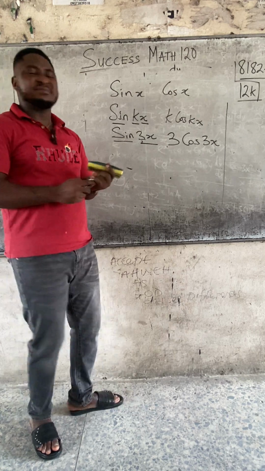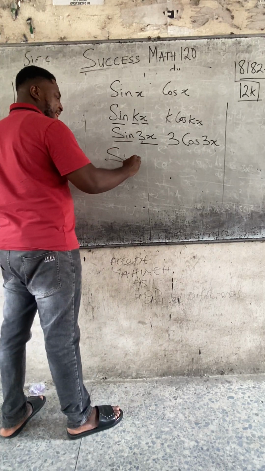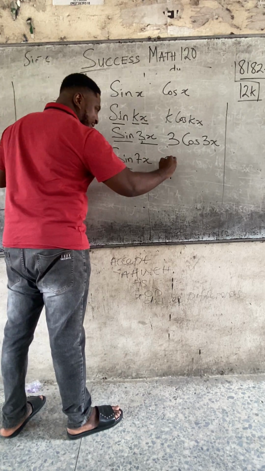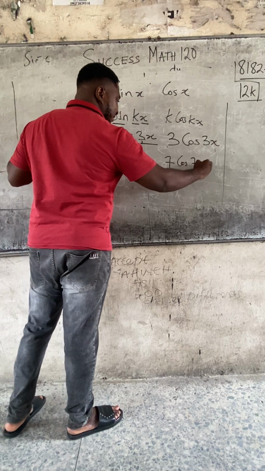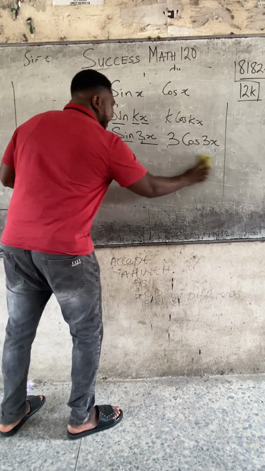Are we together, class? Let's see if you actually got it. Differentiate sine 7x. What will you have? 7. 7 cos 7x. Smart.